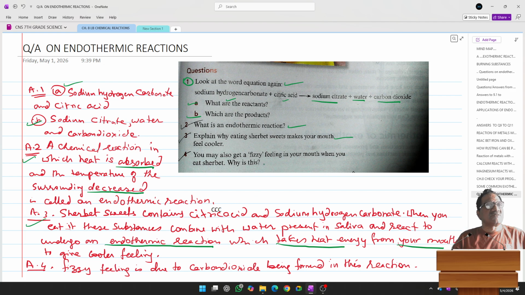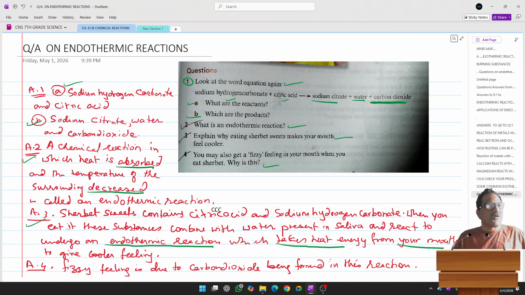Now let us try question number 4. The question says that you may also get a fizzy feeling in your mouth when you eat sherbet. Why is this happening? Since we have discussed in question number 3, when you eat this sherbet sweet, there's an endothermic reaction taking place between citric acid, sodium hydrogen carbonate, and the water from the saliva. One of the products formed is carbon dioxide. Can you see here? Carbon dioxide is also formed, right?